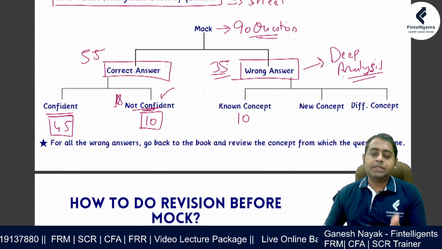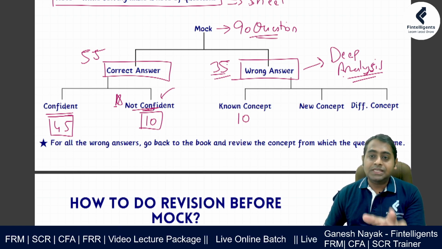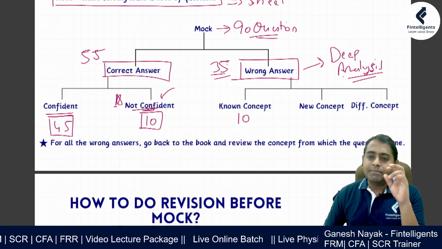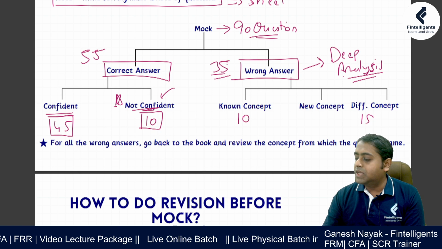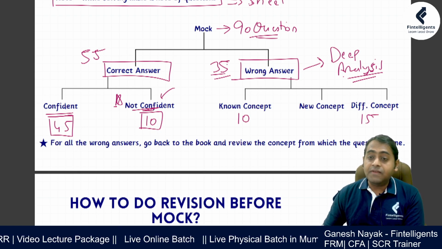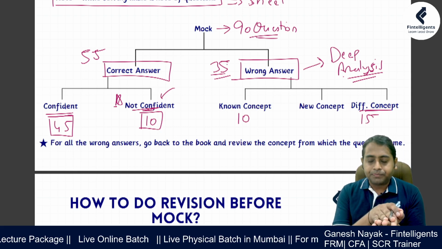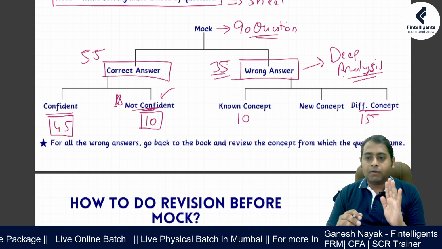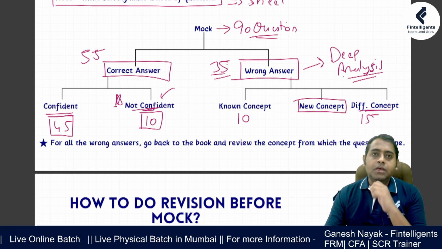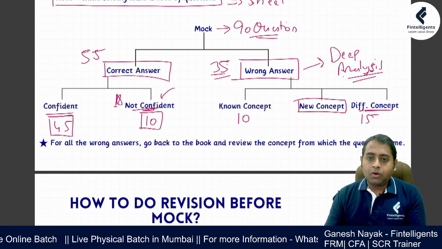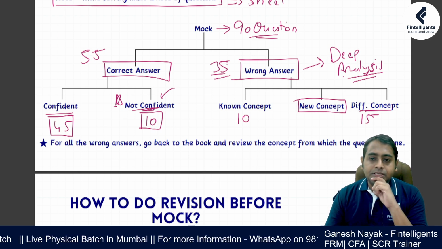I had read that concept, but I might have forgotten that formula or concept on the day of the exam, or I might have made a silly mistake. So 10 questions over here. Suppose 15 questions were very difficult. There can be a situation where the concept was the same, but the exam question was one level above. Then you also have new concepts, things you missed reading, or just read briefly in your curriculum. It is there in the SCR book, but you missed it, so it is something new for you.